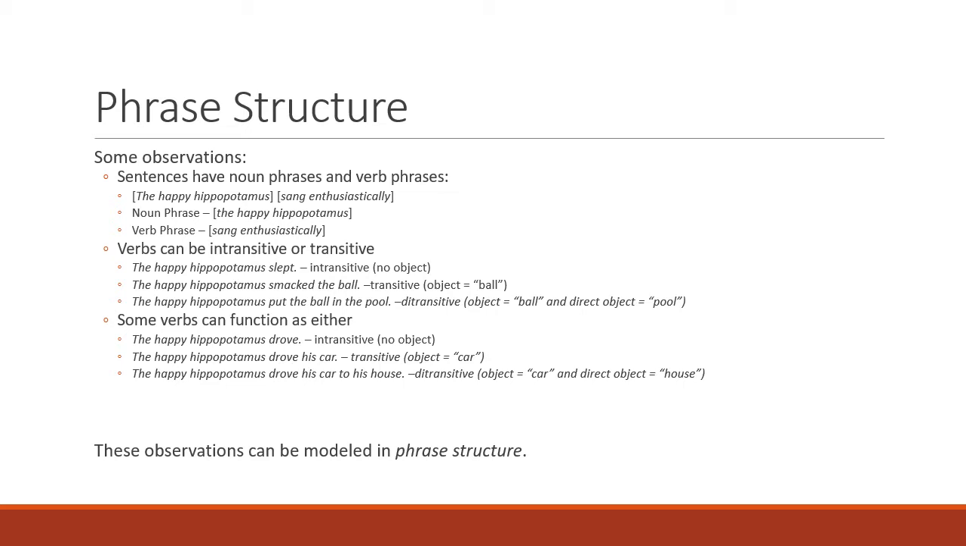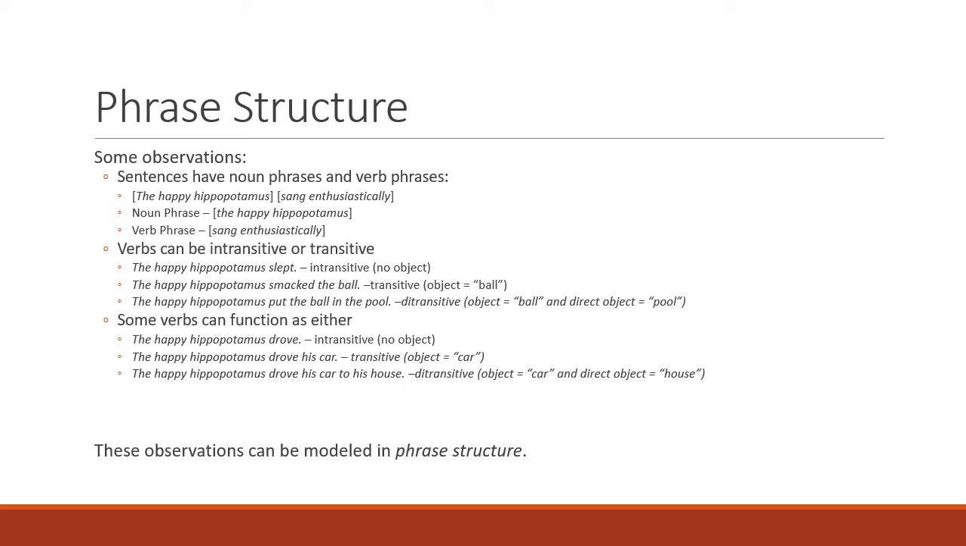Verbs can be intransitive or transitive or even ditransitive. The happy hippopotamus slept. Intransitive means that there's no object that goes with slept. It's not "the happy hippopotamus slept couch" or "slept bed." It doesn't take an object. But you can have verbs that do, like the happy hippopotamus smacked the ball, and then some of them need even more. The happy hippopotamus put the ball in the pool, so put implies that it needs two.